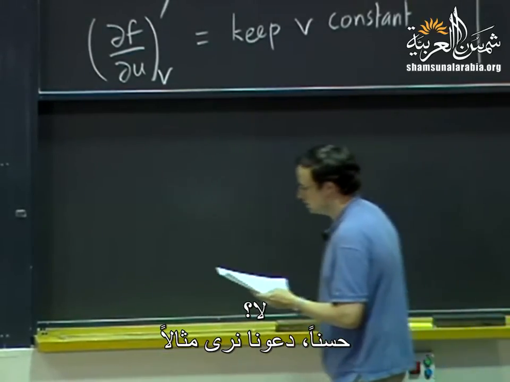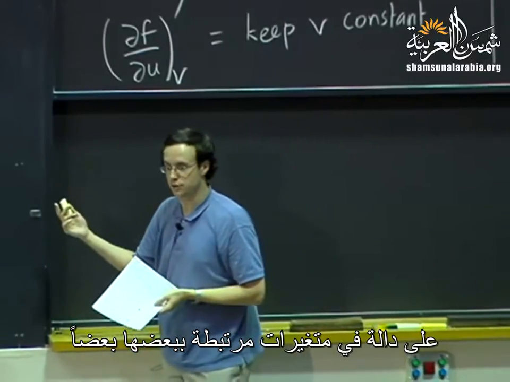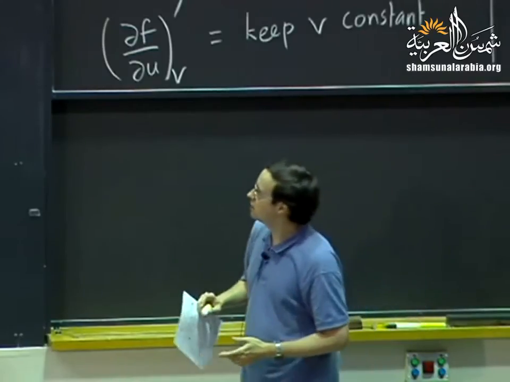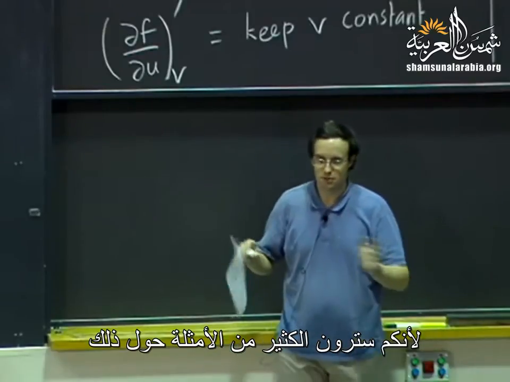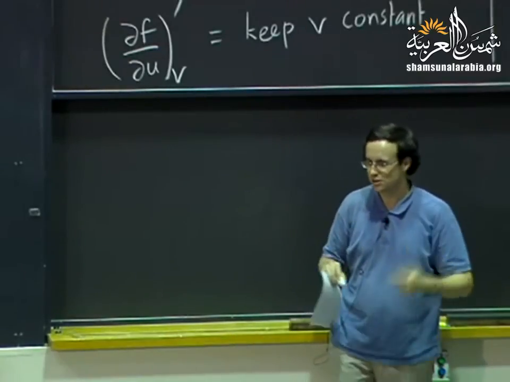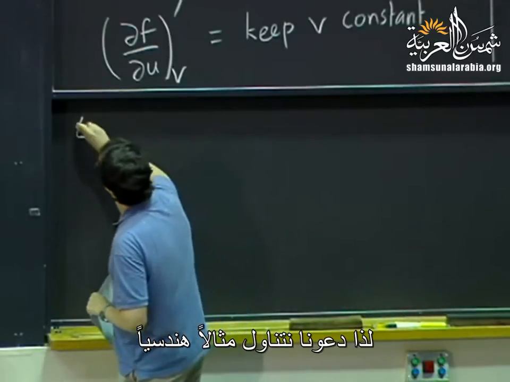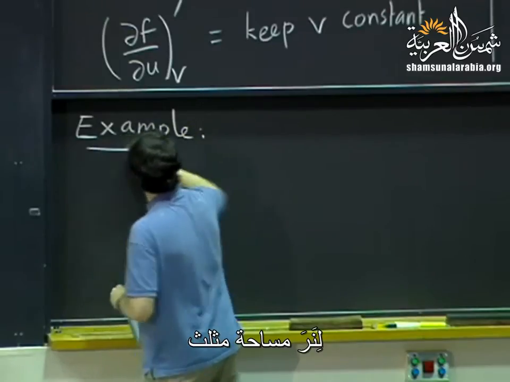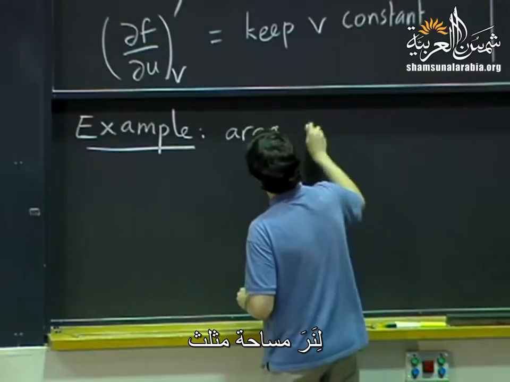All right. So let's try to do an example where we have a function that depends on variables that are related. I don't want to do one with PV equals nRT because if you've seen it, then you've seen too much of it, and if you haven't seen it, then maybe it's not the best example. So let's do a geometric example. Let's look at the area of a triangle.